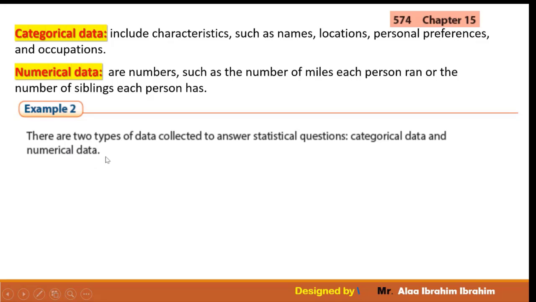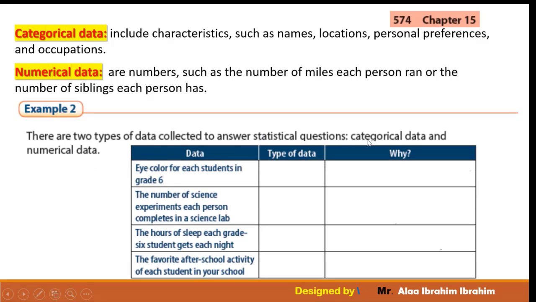Now let's take this example. There are two types of data collected as answers to a statistical question: categorical data and numerical data. So let's check this example: eye color for each student in grade 6. I have to choose one of them. Eye color is not a number, so this is categorical data. Why? Because I'm dealing with something that is not a number. Each response is a color, so it is not numerical.